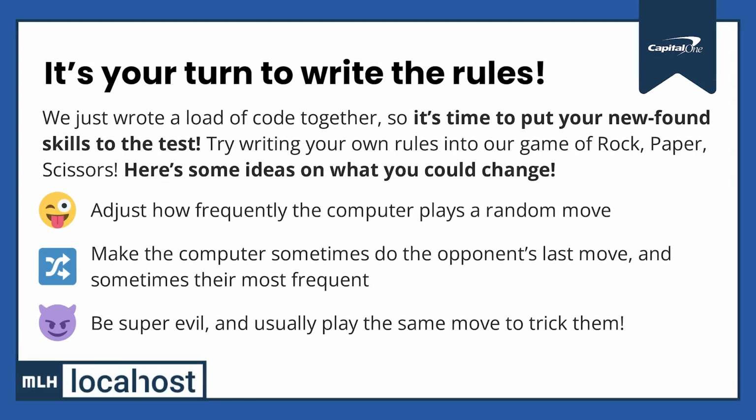We just wrote a load of code together, and now it's time for you to put your newfound skills to a test. I want you to try writing your own rules into this game of rock, paper, scissors once this video finishes. Here are some ideas of what you could change. You could adjust how frequently the computer plays a random move. You could make the computer sometimes do the opponent's last move, and sometimes their most frequent, to make it even more clever and unpredictable. Or you could be super evil, and sometimes play the same move as the player to try and trick them.